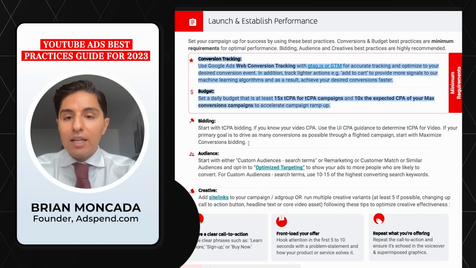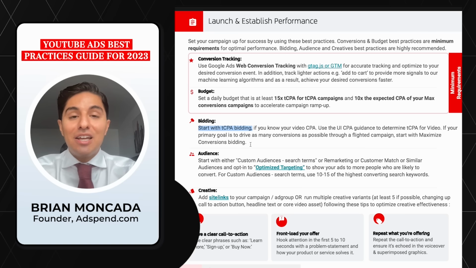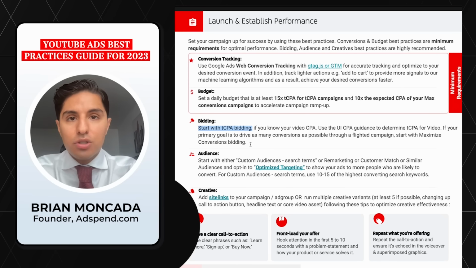Now, let's get into bidding, okay? Start with TCPA bidding. So Google Ads is basically telling me to go F myself right here, and they're saying you should start with TCPA bidding. However, in our experience, max conversions is going to be easier to start with. It's going to spend fast, and ultimately it's going to get you data quickly, okay? And then you can always switch to target CPA once you have at least 30 to 50 conversions per campaign, okay? We always recommend starting with max conversions for the reasons I described earlier, right?